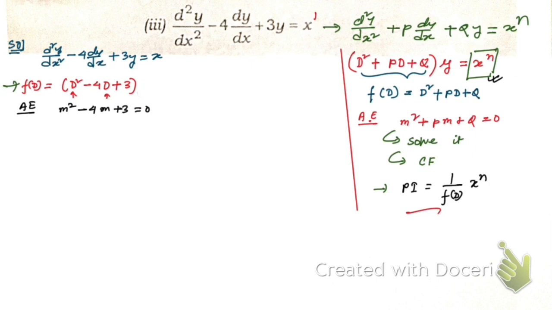So now you see, let us solve this equation. This is a quadratic equation. Simply you can solve by using the factorization method. So here D square means second order differential coefficient and D means first order differential coefficient. So hope you know these things, right? So let us solve this equation.